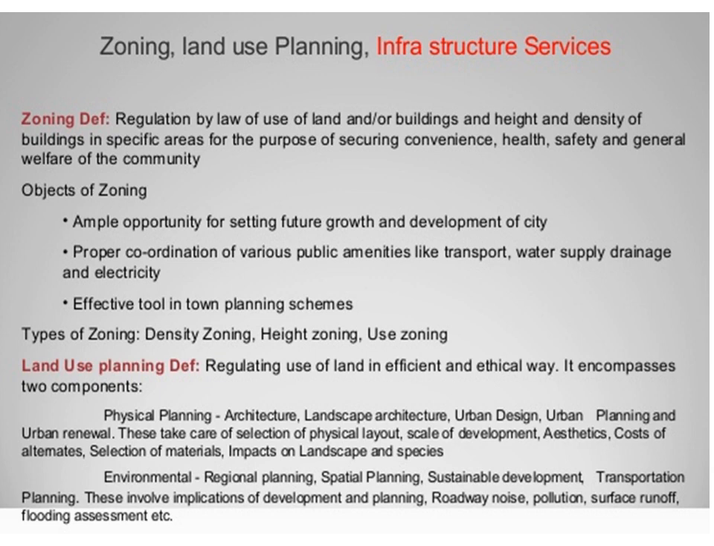It encompasses two components. First is physical planning and second is environment. In the physical planning: architecture, landscape architecture, urban design, urban planning and urban renewal. These take care of selection of physical layout, scale of development, aesthetics, cost of ultimates, selection of materials, impacts on landscape and species. Then environment considers regional planning, spatial planning, sustainable development, transportation planning. These involve implication of development and planning, roadways, noise pollution, surface runoff and flooding assessment, etc.